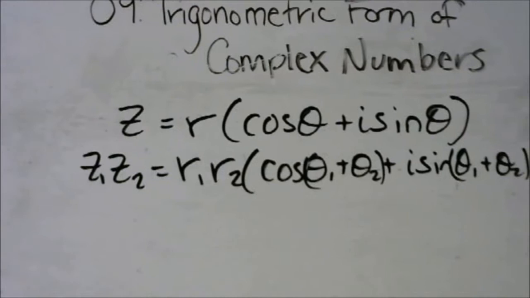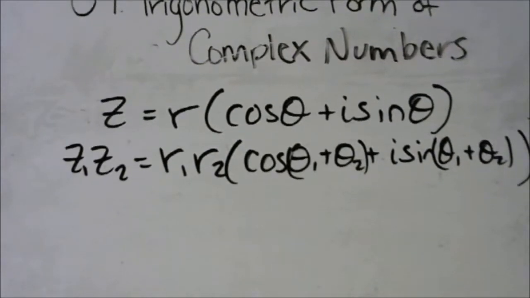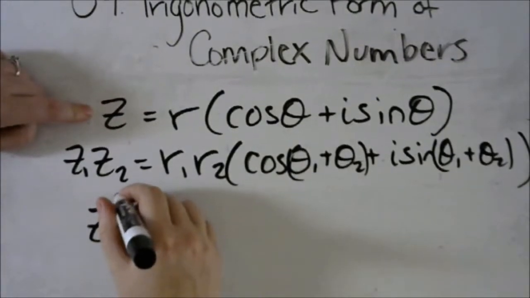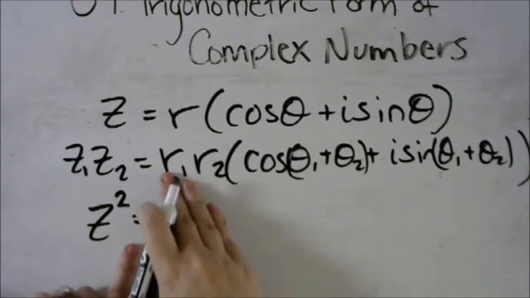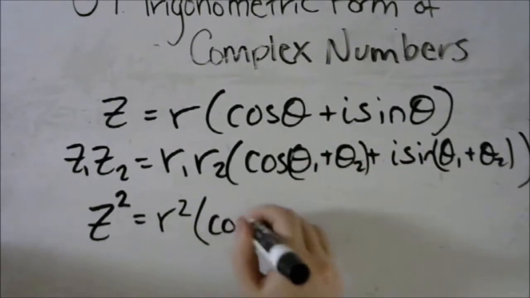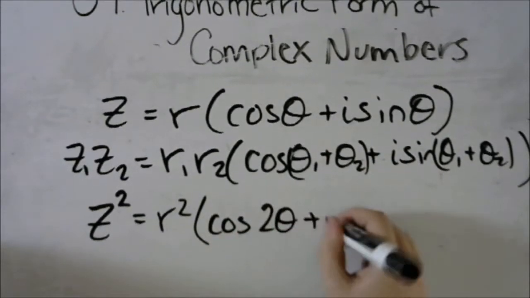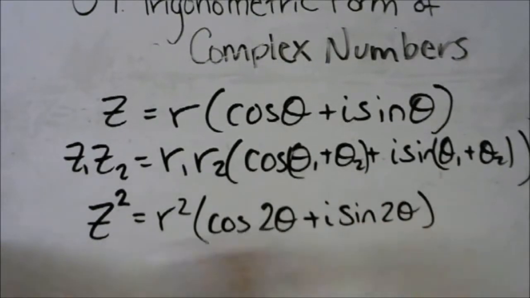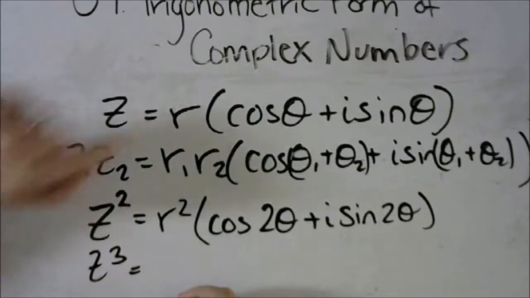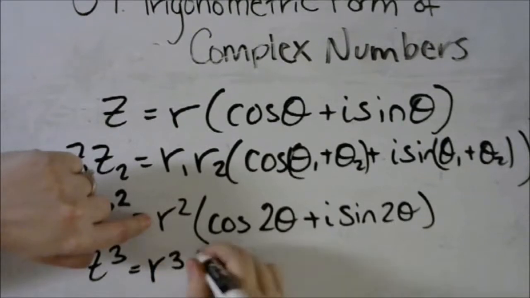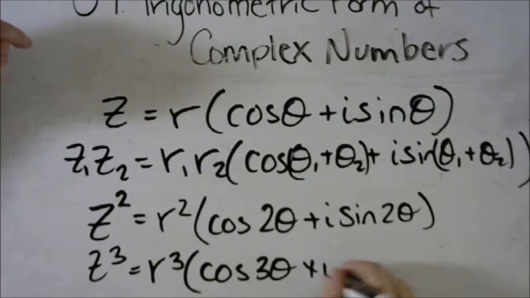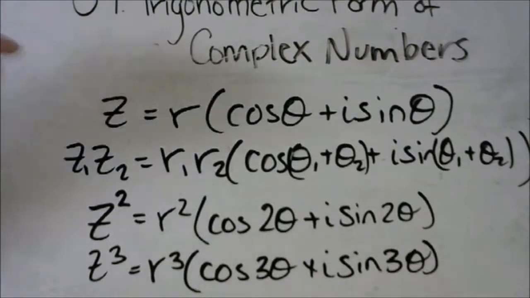So if you can imagine that an exponent is just repeated multiplication, and we needed z to the second power, we would write r times r, or r squared, and then we would add theta to itself, and we would get 2 theta. Well, if we wanted z to the third power, we would multiply z times z squared, which would be r times r squared, and we would add the arguments, theta plus 2 theta. And this pattern goes on indefinitely, which leads us to de Moivre's theorem.